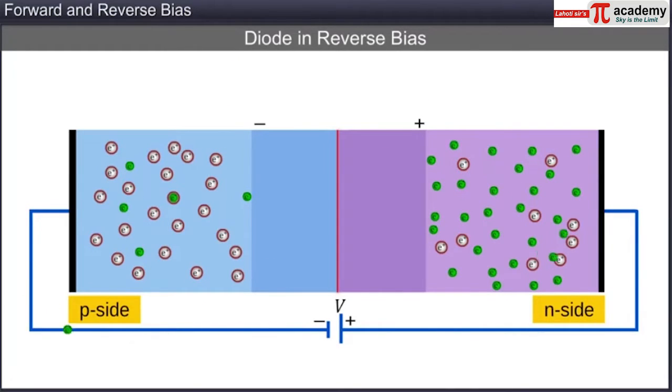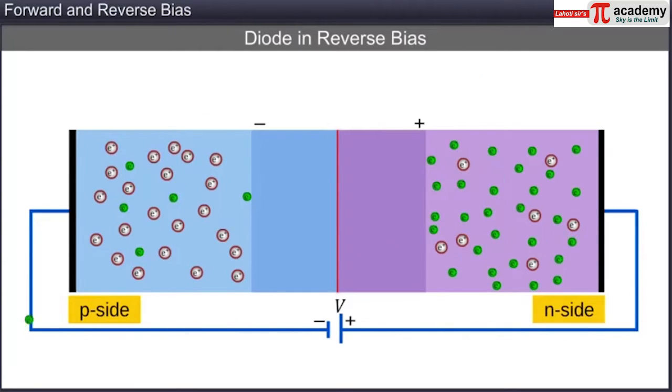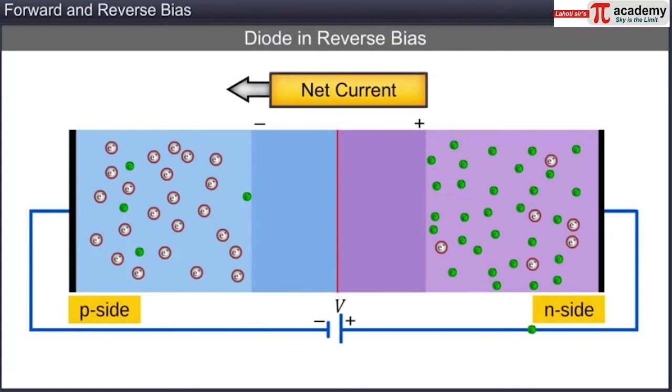Thus, in a reverse biased diode, the diffusion current decreases much below its equilibrium value, while the drift current remains unaffected. The drift current is now greater than the diffusion current. Hence, a net current flows from the N side to the P side in a reverse biased diode. The net current is small, as the drift current itself is small, and hence the net current is even smaller.